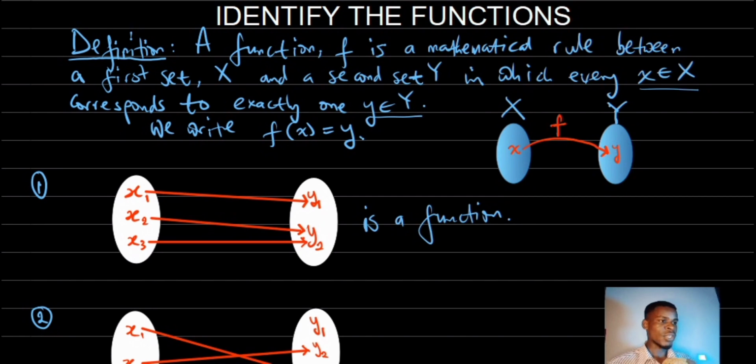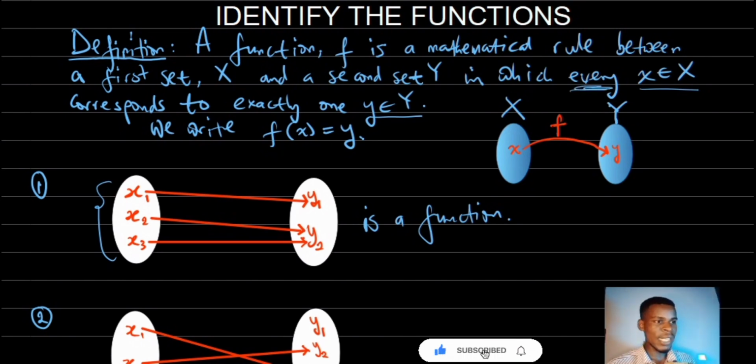So you look at x1, x2, and x3, they correspond to something. That is every element in the first set. Looking at the three elements here, they are assigned to something based on the function. So every condition is satisfied. And then they correspond to exactly one. x1 corresponds to y1 only, x2 corresponds to y2 only, and x3 corresponds to y2 only. That is, x1 doesn't correspond to both y1 and y2.